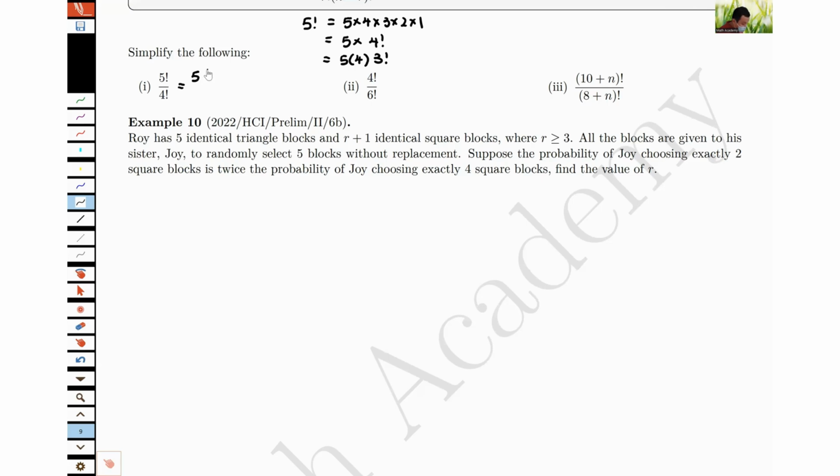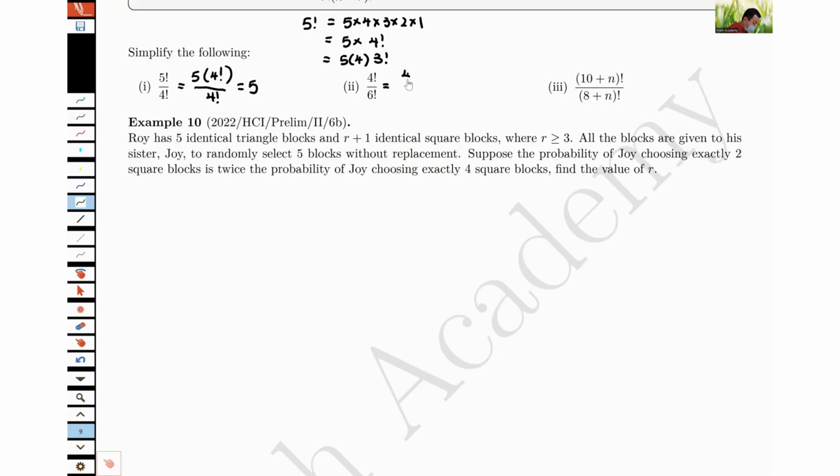So open up the 5 as 5 times 4 factorial, so that it can help you create the cancellation of 4 factorial and 4 factorial. So I get 5. Always open up the bigger of the two.